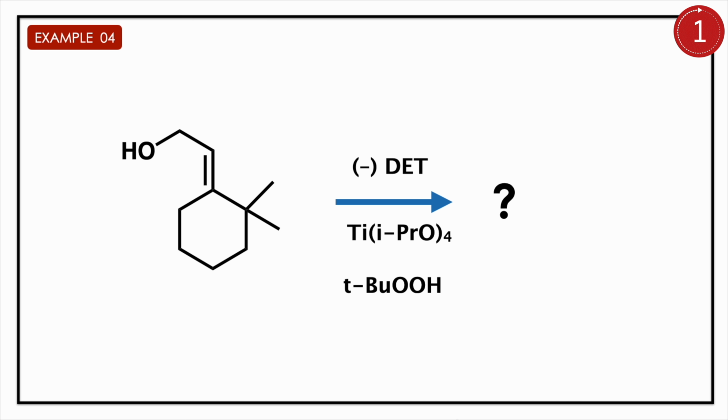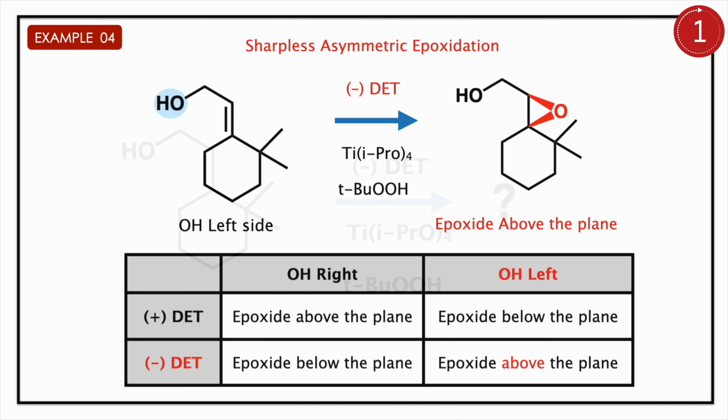Then the next example. You have cyclohexane with substitution: 2 methyl groups, an alkene, a side chain alcohol. You are using minus DET, titanium isopropoxide, tertiary butyl peroxide. You should find what will be the final product. Here, by looking at the reagents, you might guess it is Sharpless asymmetric epoxidation.